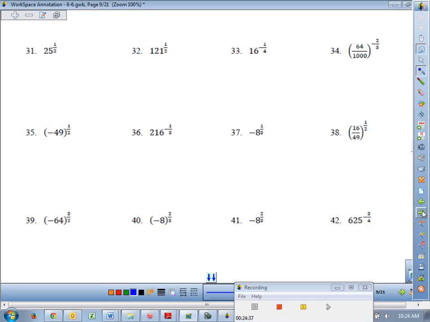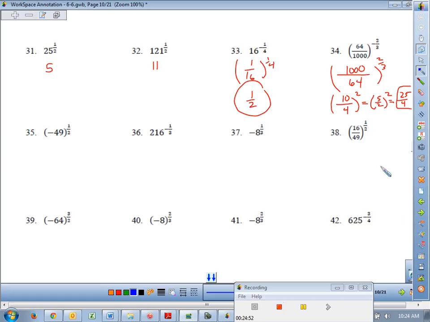31 needed no real work to show. 32 needed no real work to show. 33, we needed to reciprocate that base. And then you take the 4th root of 16 and get 1/2. 34 was a lot of work.